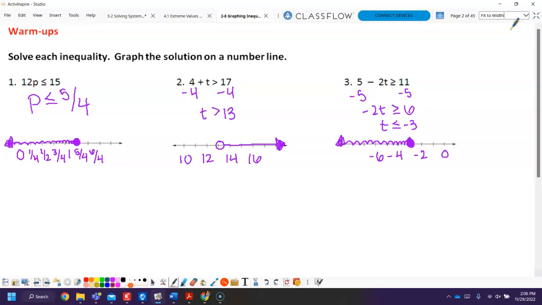That point represented a circle on our number line. If it was less than or equal to, then that circle was closed. If there was no equal to, then that circle was open. That represented that the point was or was not included in the solution. So out of 1, 2, and 3, 13 is not included in that solution. And then in 1 and 3, the -3 and the 5/4 are included.